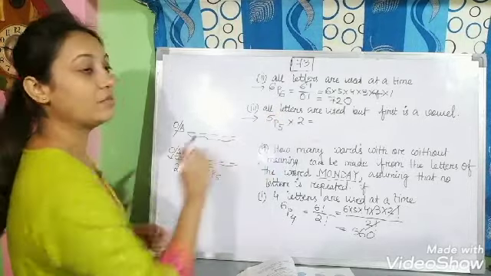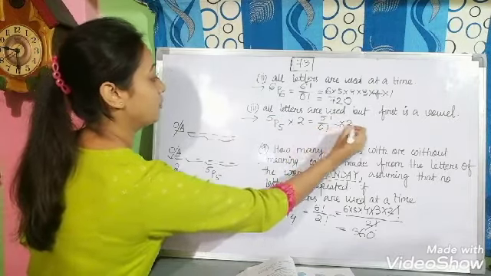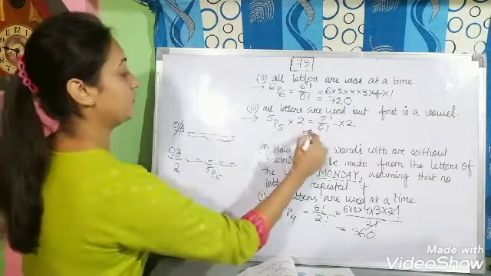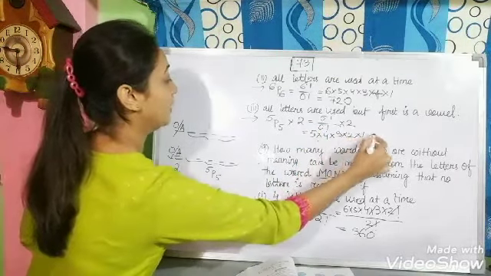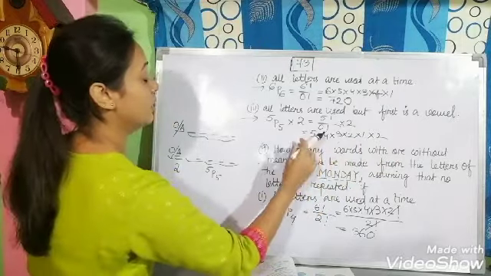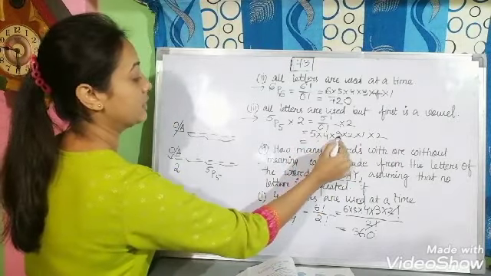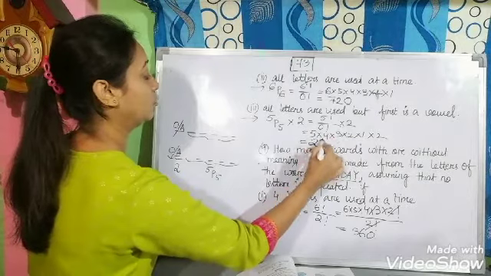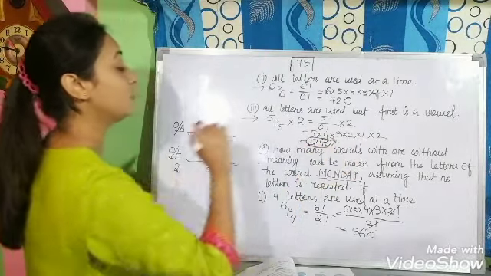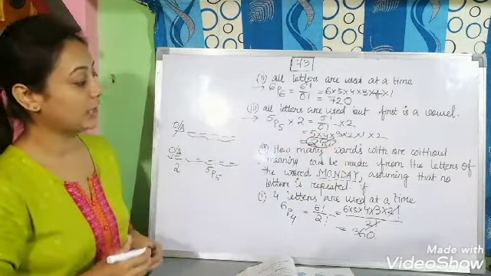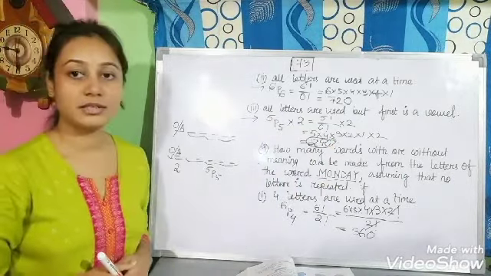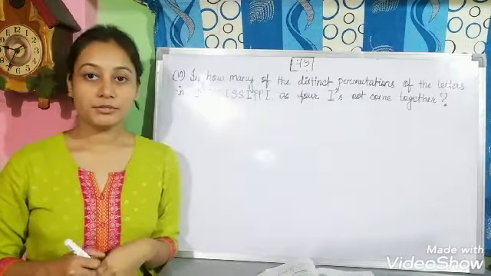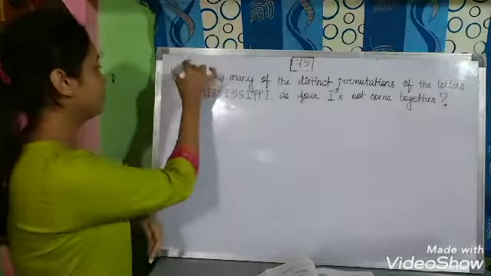So calculate it. You will get 5 factorial divided by (5 minus 5), that is 0 factorial, into 2. 5 factorial is equal to 5 into 4 into 3 into 2 into 1, multiplied by 2, which is equal to 5 4s are 20, 20 3s are 60, 60 2s are 120, 120 into 2 is 240. That means 240 words with or without meaning can be formed using the letters of the word Monday, where the first is a vowel. Now the next question which we are going to discuss is very important.